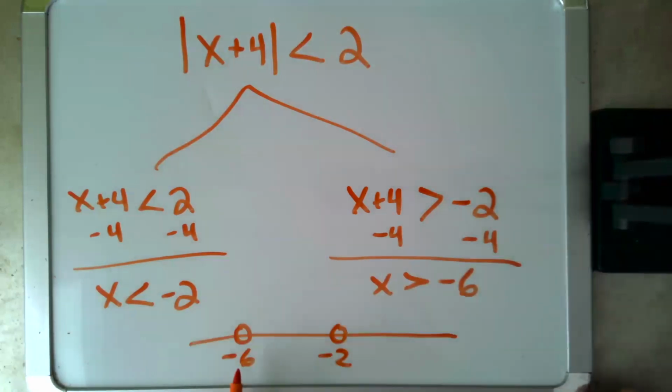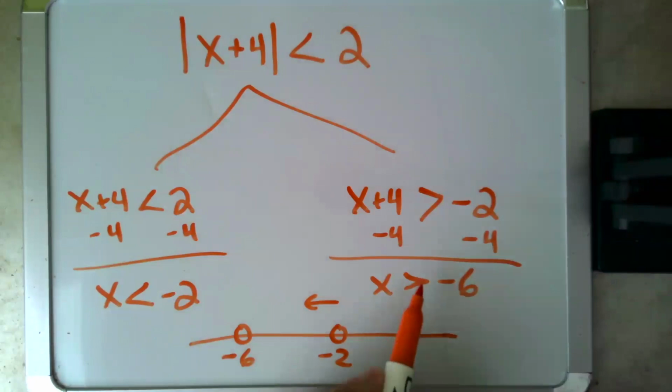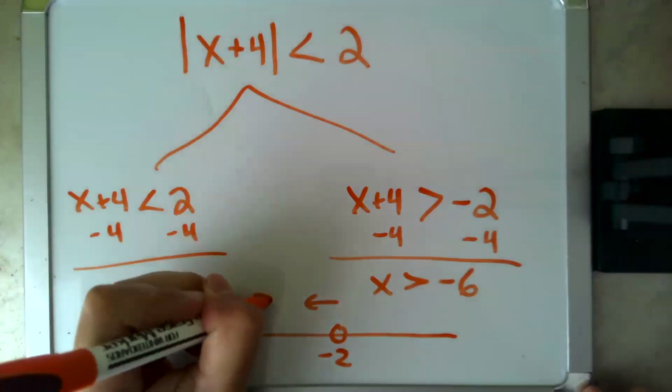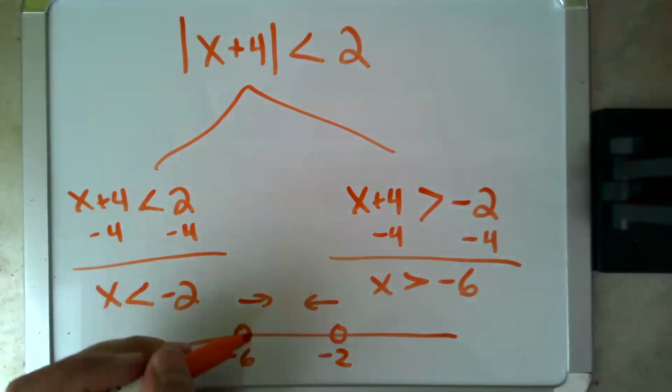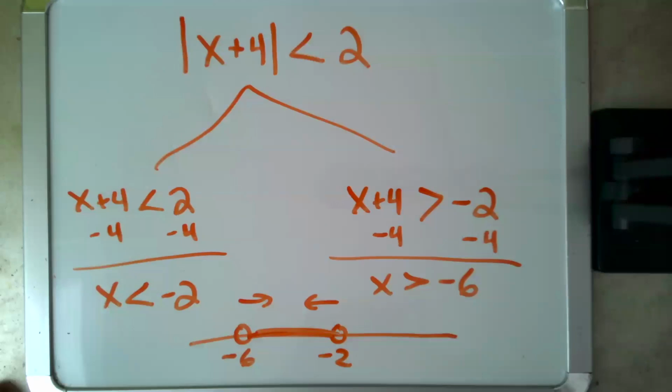Number line. There's my negative 6. There's my negative 2. Less than, that direction. Greater than, that direction. This is between again. And there's my answer. All right.